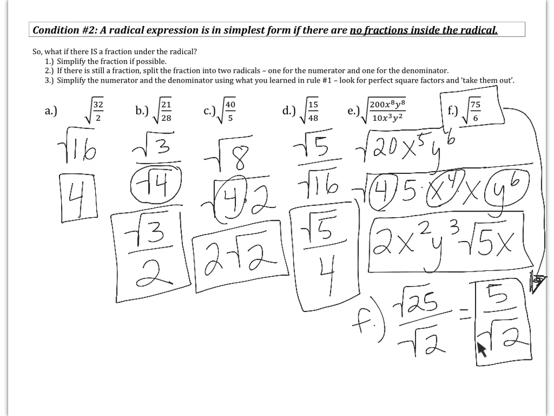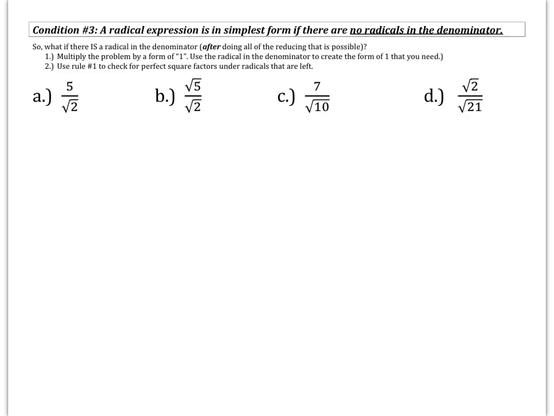Now, f does not follow the third condition, and the third condition we're going to go ahead and do on the next page. So, on this one, condition number 3 says there can be no radicals in the denominator. So if you look, I have a radical in the denominator. So that was the answer to the previous question. Well, there's this really cool thing that we do called rationalizing the denominator. What we're going to do with this problem is we're going to multiply the problem by a form of 1. And what we're going to do is we use the radical in the denominator to help us get rid of that radical. So from there, we then use the first rule and pull out any perfect square factors that I might have left.